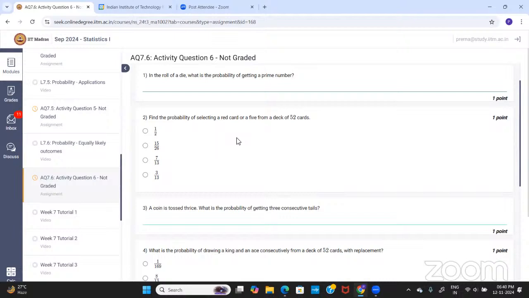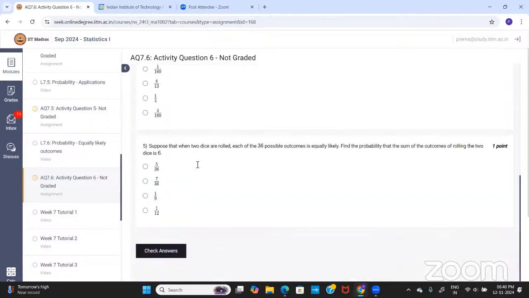Ma'am, 26, and two 5 cards from black. So total 28 cards are selected from 52 cards. What is the final answer? 28 by 52. Yeah, let's check also.